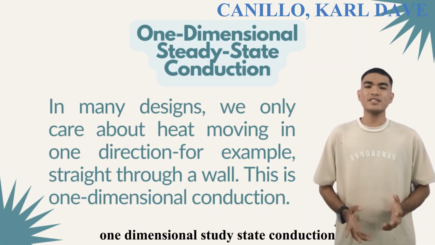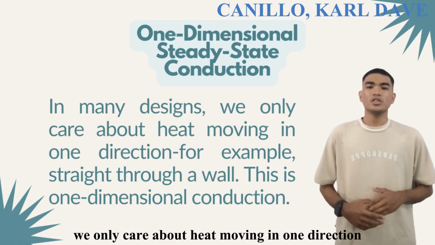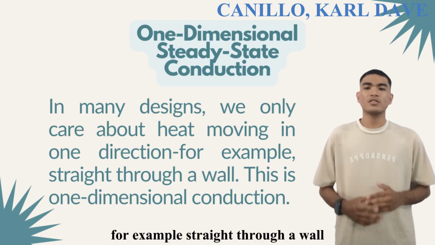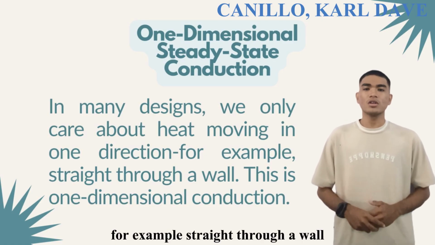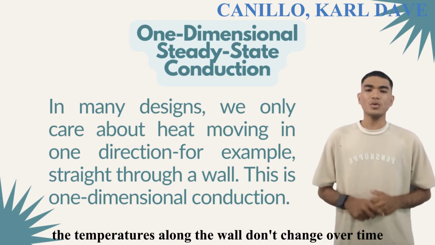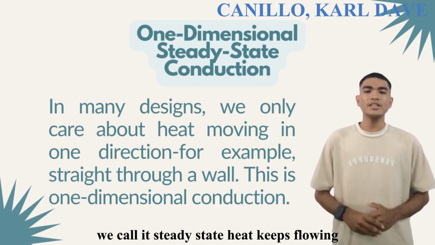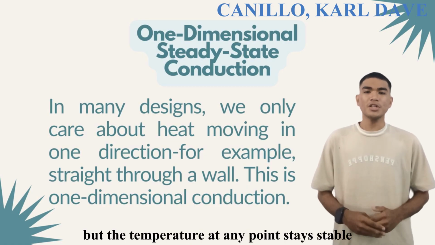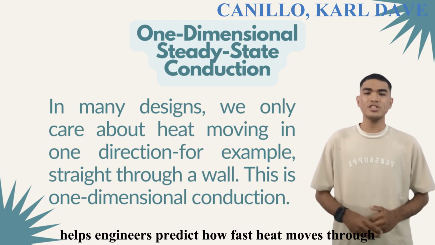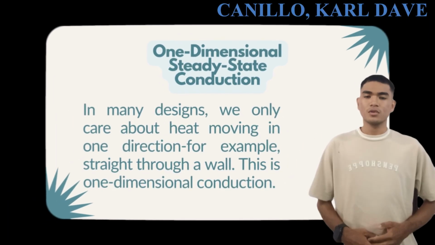One-dimensional steady-state conduction. In many designs, we only care about heat moving in one direction, for example, straight through a wall. This is one-dimensional conduction. If the temperatures along the wall don't change over time, we call it steady state. Heat keeps flowing, but the temperature at any point stays stable. These models help engineers predict how fast heat moves through building walls, insulation, and machine parts.